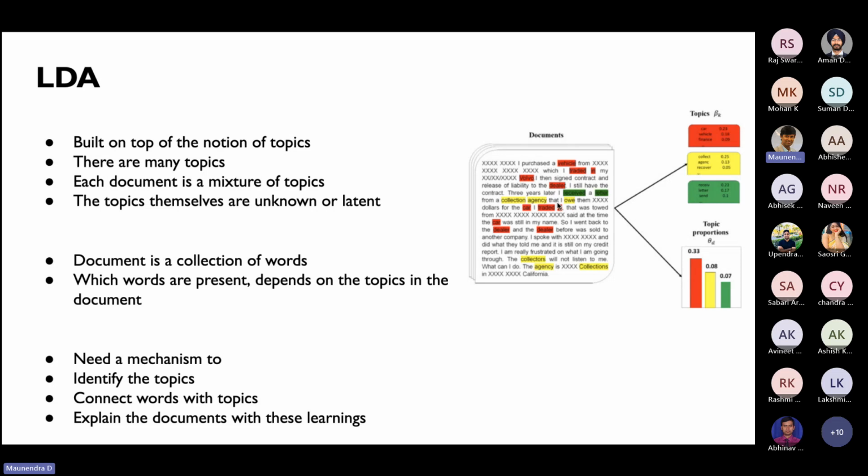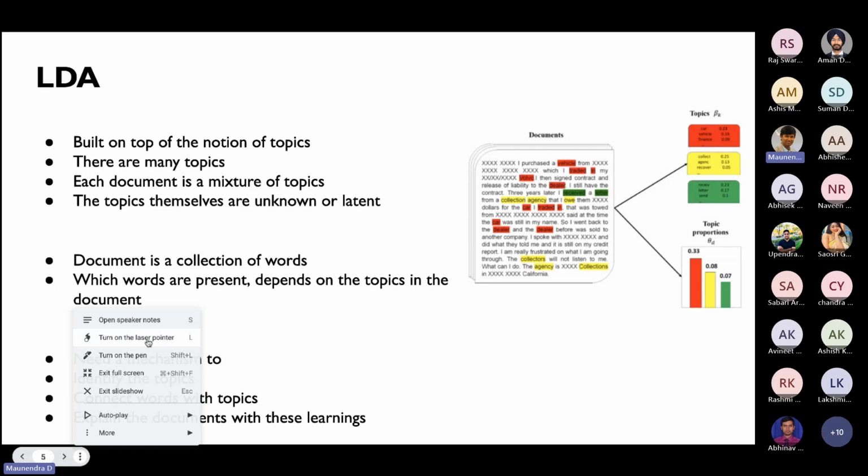Now essentially these things are connected mathematically in that formulation. So finally we need a mechanism to identify the topics. That was the goal we started with. Then connect words with topics, which is connected with this bullet where we say that which words are present depends on the topic. So we need to connect words with topics, and we also should be able to explain the document with these learnings.